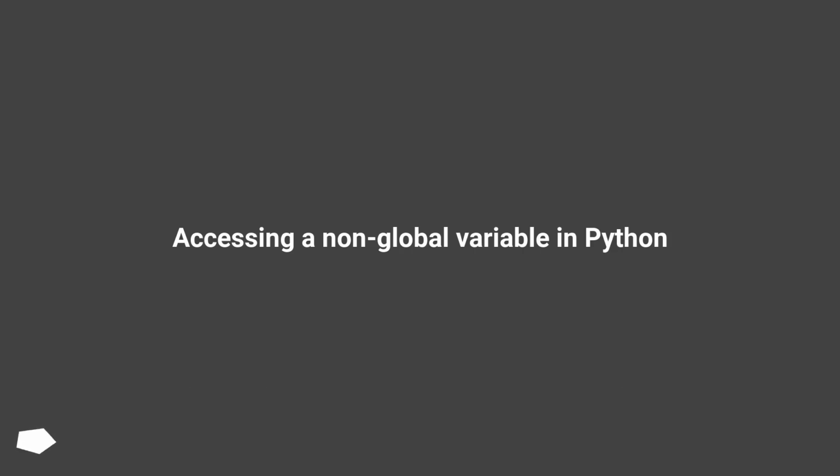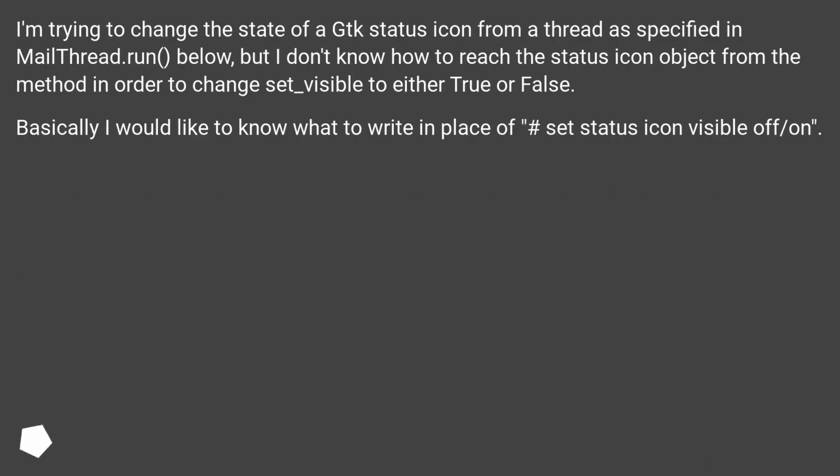Accessing a non-global variable in Python. I'm trying to change the state of a GTK status icon from a thread as specified in mailthread.run below, but I don't know how to reach the status icon object from the method in order to change set_visible to either true or false. Basically, I would like to know what to write in place of #set status icon visible off/on.